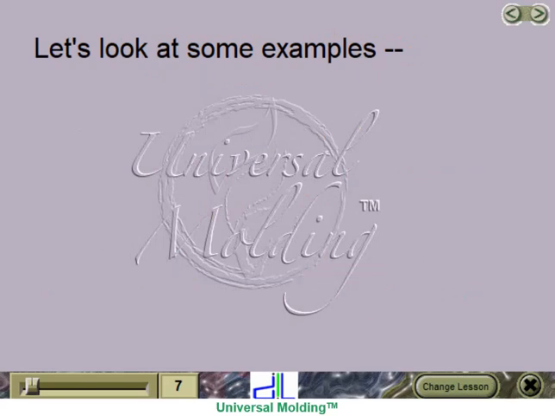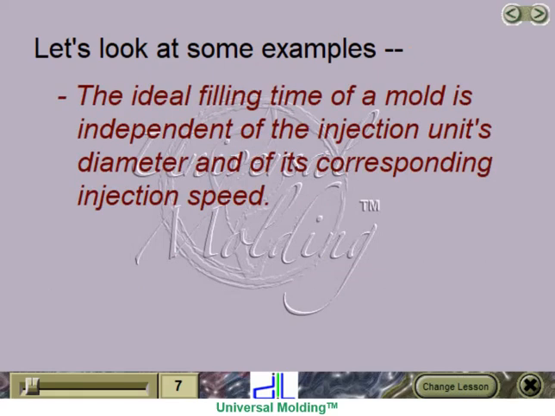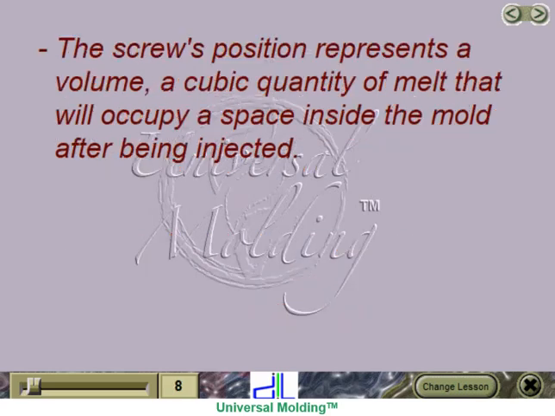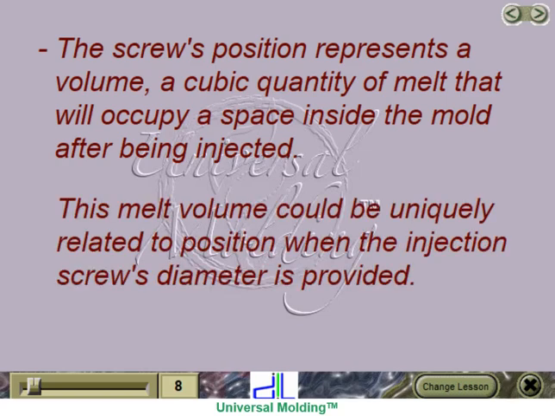Let's look at some examples. The ideal filling time of a mold is independent of the injection unit's diameter and of its corresponding injection speed. Hydraulic injection pressure is distinct and less than the melt pressure or the plastic pressure. The screw's position represents a volume, a cubic quantity of melt that will occupy a space inside the mold after being injected. This melt volume could be uniquely related to position when the injection screw's diameter is provided.